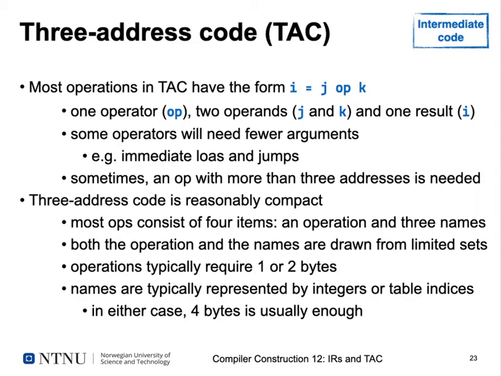Both operations and names are drawn from limited sets, so the set of identifiers or the set of symbols in your symbol table. There are not that many operations, which typically require 1 or 2 bytes, and the names are typically represented by integers, as we said, like we've seen also in Java, that Java just enumerates the integers, or we can use table indices, for example, to a symbol table. In most cases, 4 bytes are usually enough to store a single 3-address code instruction.